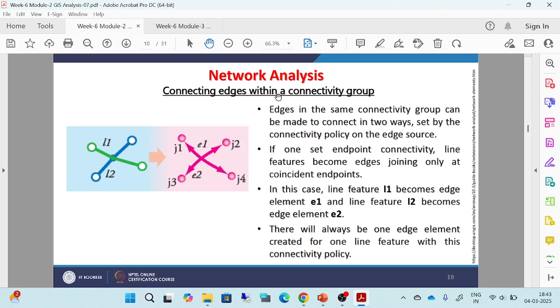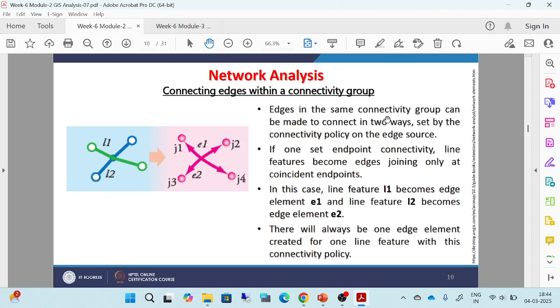So how are these edges connected? Edges in the same connectivity group can be made to connect in two ways. The first one is by endpoint connectivity: if one sets endpoint connectivity, the line feature becomes an edge joining only at the coincident points. Here you can see you have one line here, another line here. Now if we name the junctions, junction 1 is there, junction 2, junction 3, junction 4, and the edges are 1 and 2.